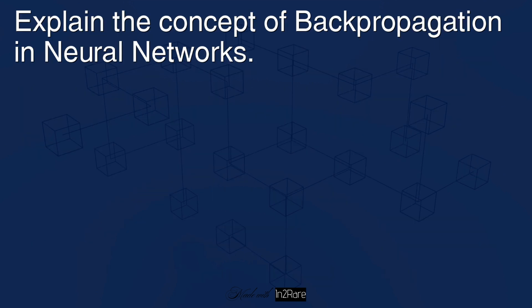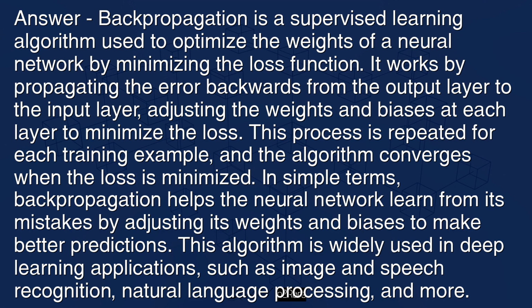Explain the concept of backpropagation in neural networks. Answer: Backpropagation is a supervised learning algorithm used to optimize the weights of a neural network by minimizing the loss function. It works by propagating the error backwards from the output layer to the input layer, adjusting the weights and biases at each layer to minimize the loss.